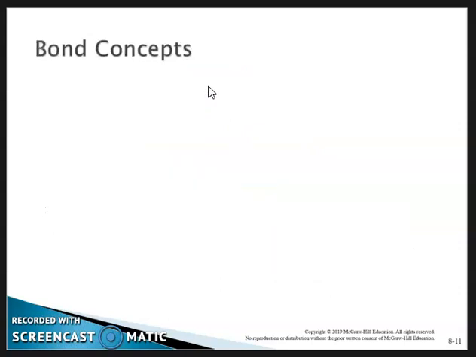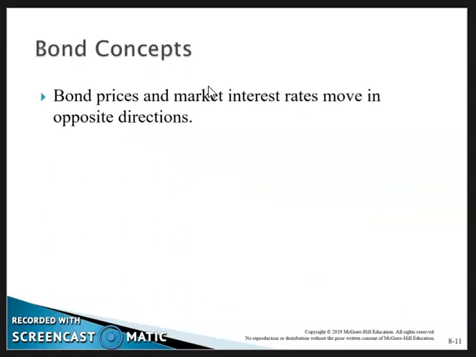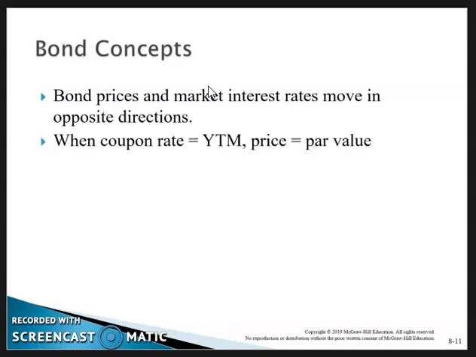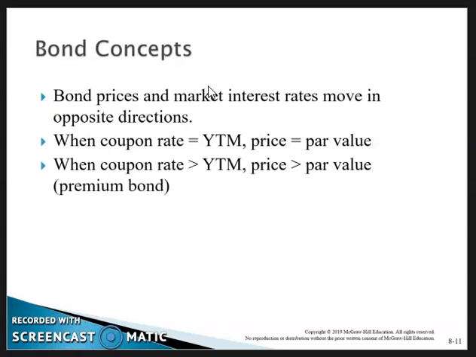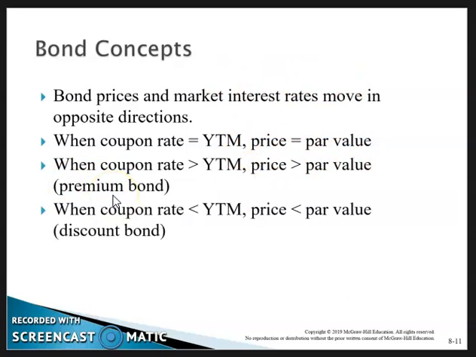Important concepts. So, I mentioned this previously, bond prices and interest rates move in opposite directions. So when the coupon rate equals the yield to maturity, the price is equal to par. If the coupon rate is greater than the yield to maturity, the price is going to be greater than the par value, a premium bond. And conversely, when the coupon rate is less than the yield to maturity, the price is going to be less than the par value. That's a discount bond.